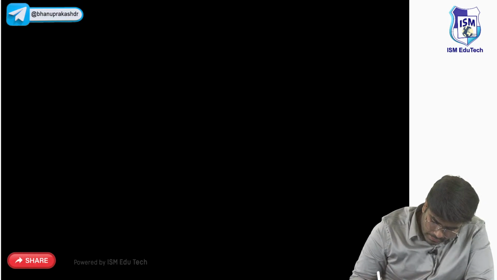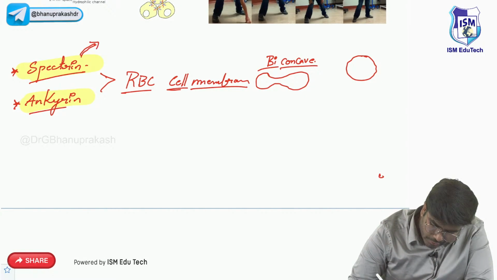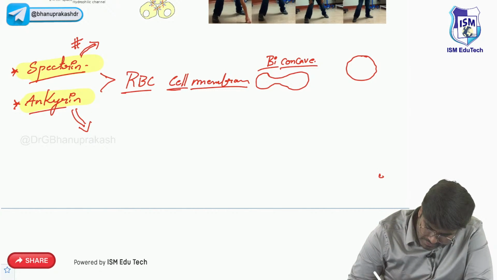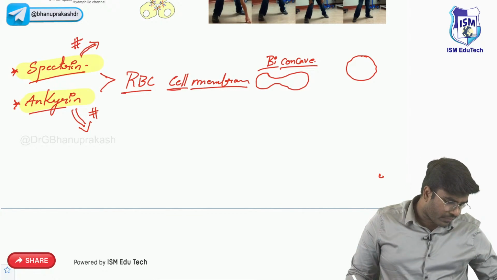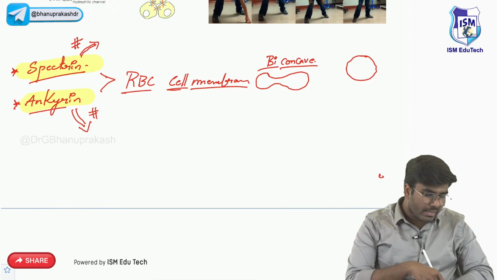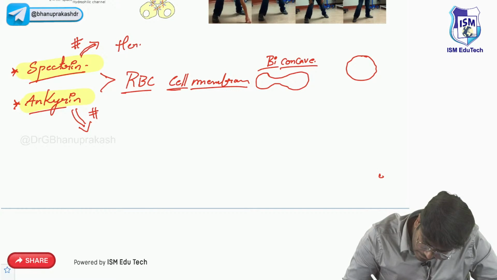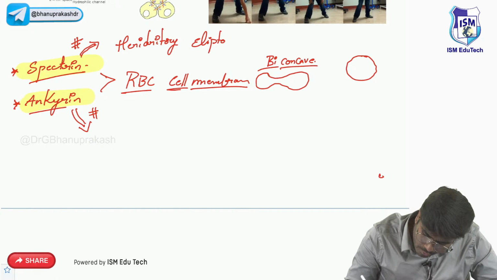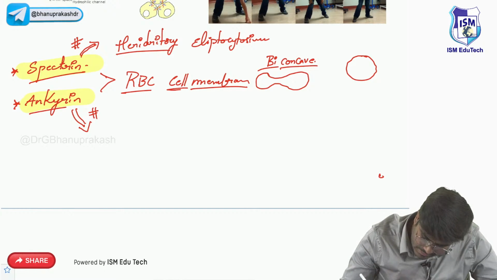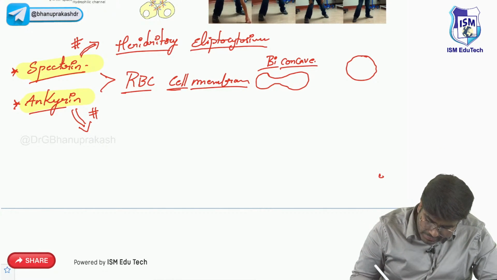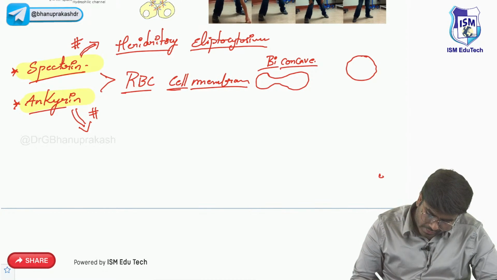For example, if there is any defect in the spectrin, or any defect in the ankyrin, what will happen? Can you tell me, anyone? If there is a defect in spectrin, it causes hereditary elliptocytosis, not spherocytosis. Spectrin defect will cause hereditary elliptocytosis. RBCs will become elliptical. Now, defect in ankyrin, repeatedly asked as an MCQ, very important point.